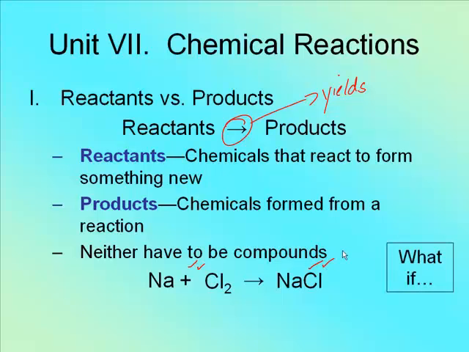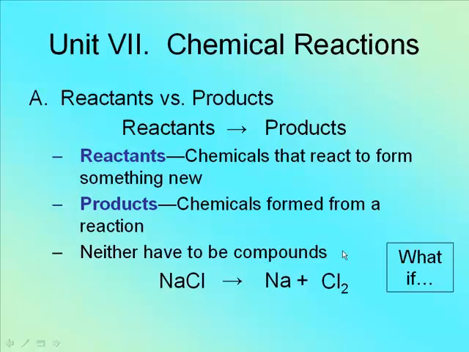Well, what if I switched it? What if I reversed the reaction and made the sodium chloride on the left and put the sodium and the chlorine on the right? Well, now I have a compound on the left and elements on the right. Does it make it an invalid reaction? No. It doesn't matter where the things are. They don't have to be the same on both sides.